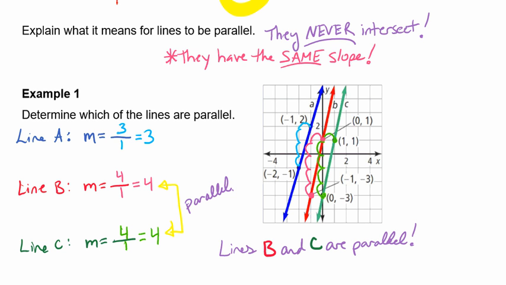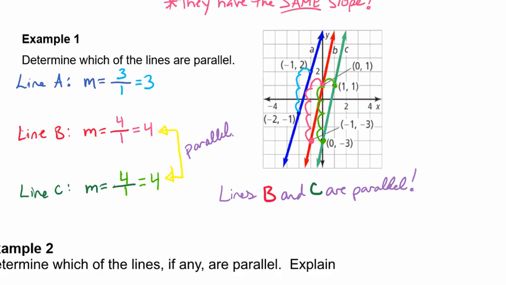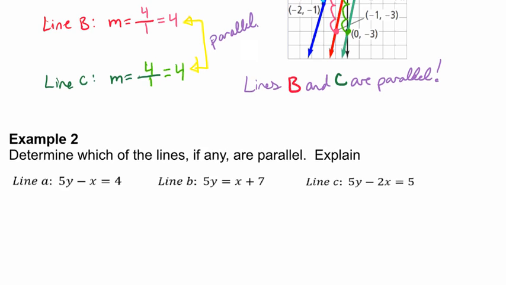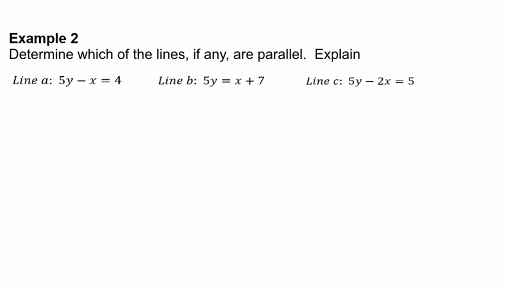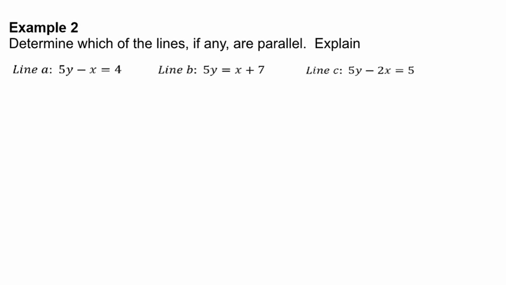Let's do another type of example where maybe we don't have a graph, but instead the equations of lines. So here we're going to determine which of these lines, if any of them, are parallel, and we're going to explain why. Now, we already talked about how we really want the slopes to be the same. So the easiest way to do that is to put all of the equations in slope-intercept form, which you might remember is y equals mx plus b, where the m is our slope. So we're going to go ahead and do that to each of our 3 lines now.